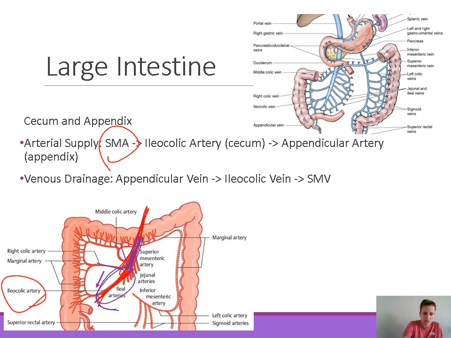It has branches that go to the ileum and to the initial parts of the large intestine. So the ileocolic artery is going to end up giving us blood to the cecum. The appendicular artery is this tiny little branch that comes down to go to the appendix.